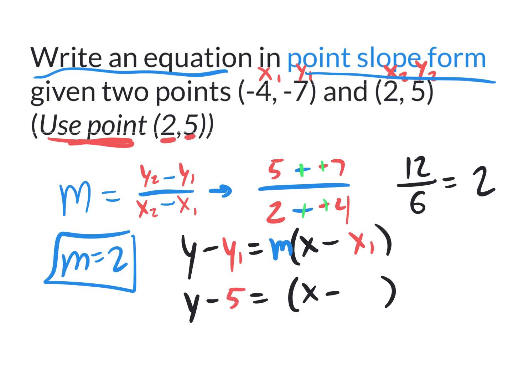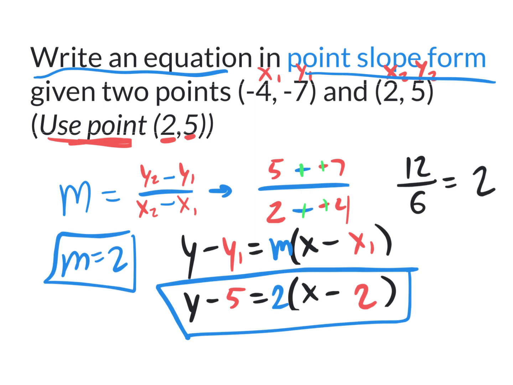So put the 5 right there, put the 2 over here, and put the slope that you just got right there, and that will be your answer to the equation that's in point-slope form that passes through those 2 points. I hope this helps. Let's continue on.